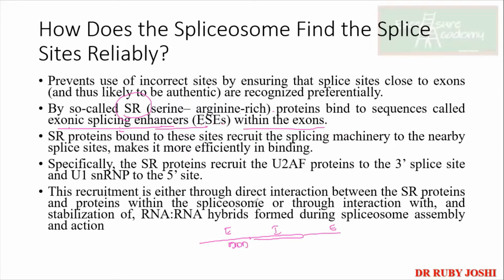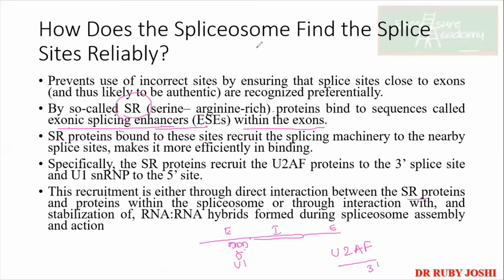So to this your SR will come and bind, those are your serine arginine rich proteins, and will make sure that the splice sites are near to them, which will make it efficient for them to bind. Okay, so these SR proteins will recruit all your spliceosome machinery, for example, U1 at the 5' site and U2AF at the 3' site. Okay, so this recruitment is either through the direct interactions between the SR proteins and the spliceosome proteins, or it is with the RNA-RNA hybrid which is formed during the spliceosome assembly.